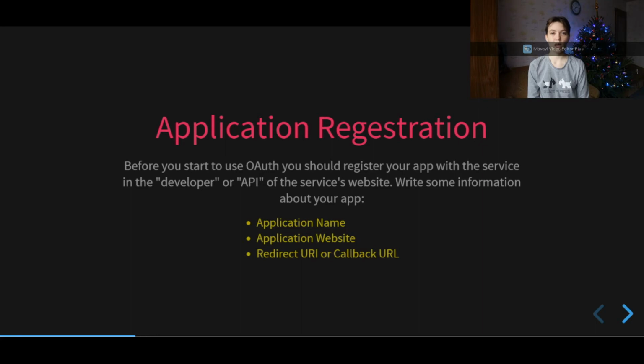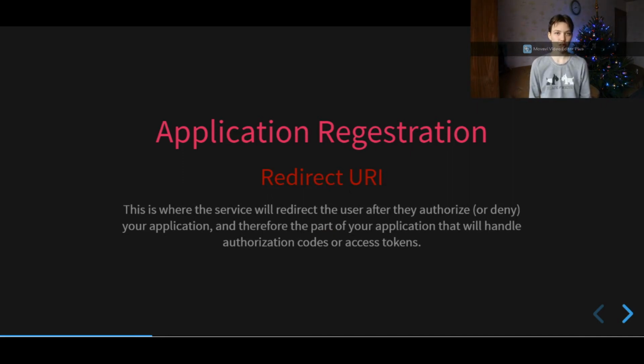Application registration. Before you start to use OAuth, you should register your app with the service in the developer portal of the service's website. Write some information about your app, for example application name, application website, redirect URI or callback URI. What is a redirect URI? This is where the service will redirect the user after they authorize or deny your application, and therefore the part of your application that will handle authorization codes or access tokens.